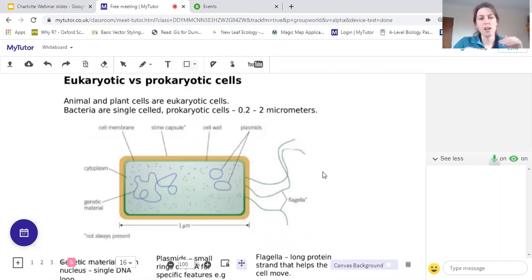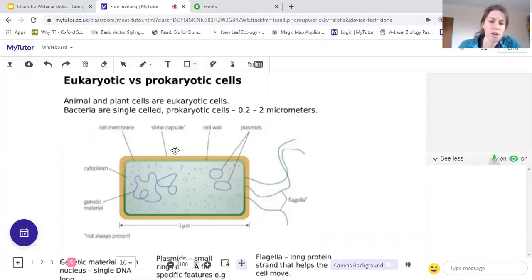So bacteria are single-celled organisms, and we describe them as prokaryotic cells. And they are very different from eukaryotic cells. They're much, much smaller, 0.2 to 2 micrometers. So that's about the same size as the mitochondria that we talked about as part of the animal cells.